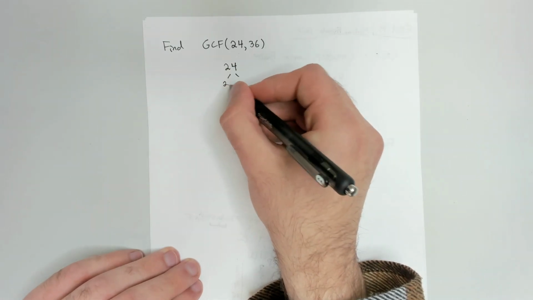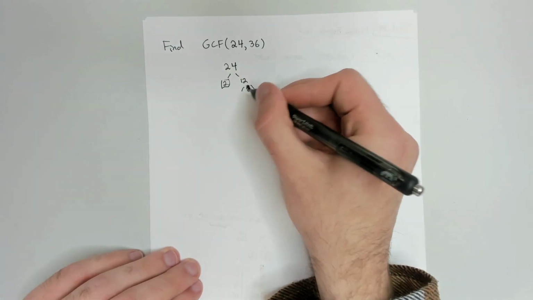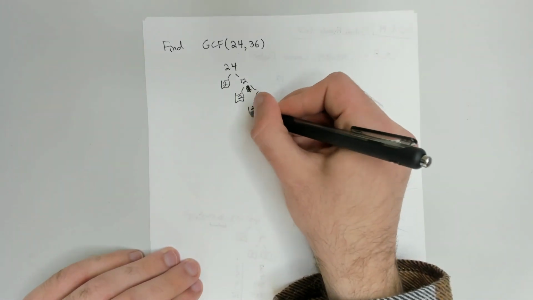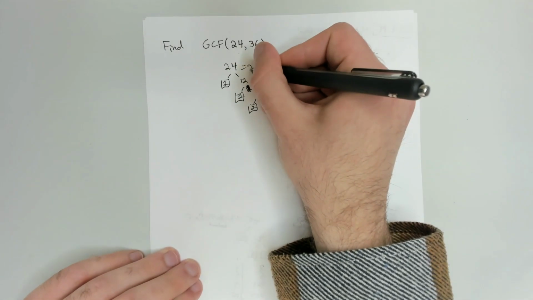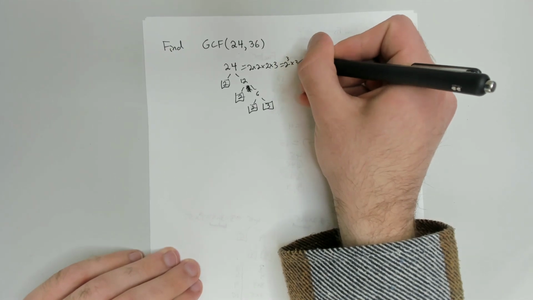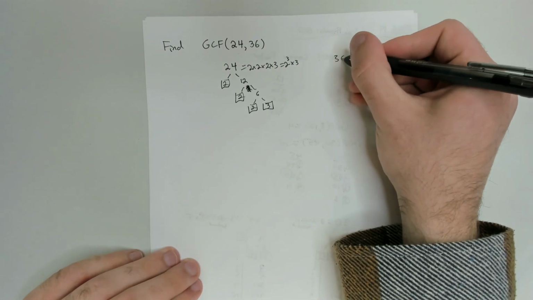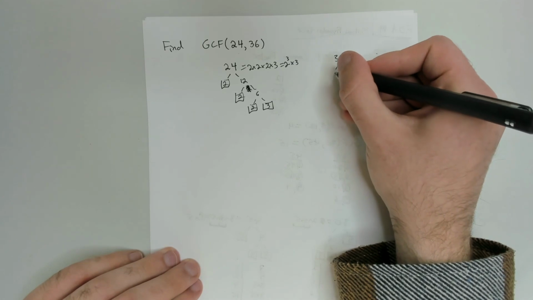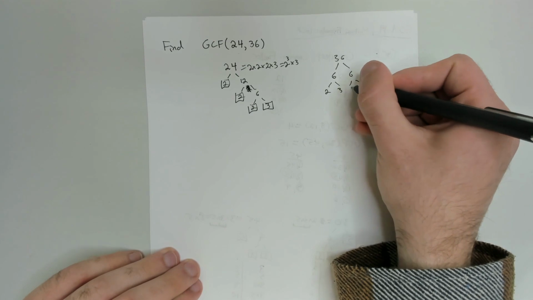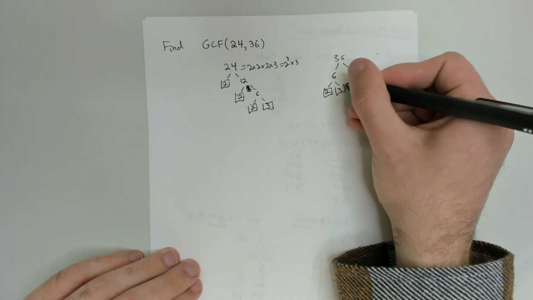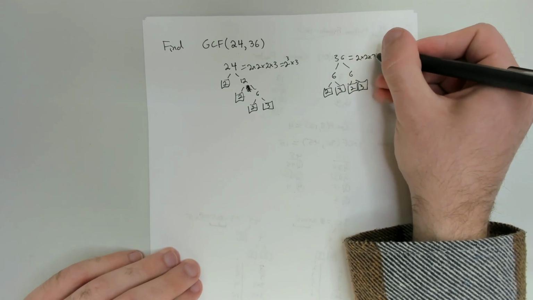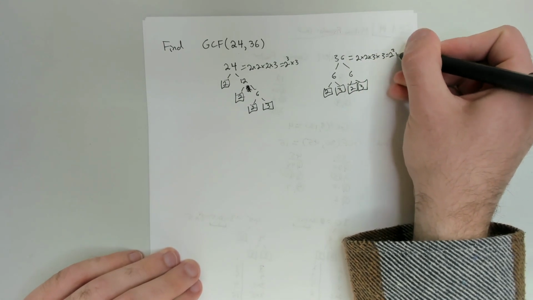So 24, that's 2 times 12, so there's a prime number. 12, that's 2 times 6, so that's a prime. And then 6, that's 2 times 3. Those are both primes, so we get that 24 is 2 times 2 times 2 times 3, or 2 cubed times 3. And for 36, all right, we can split this into 6 times 6. And each of these 6s we can split into 2 and 3, and those are primes. So we get that 36 is 2 times 2 times 3 times 3, which is 2 squared times 3 squared.